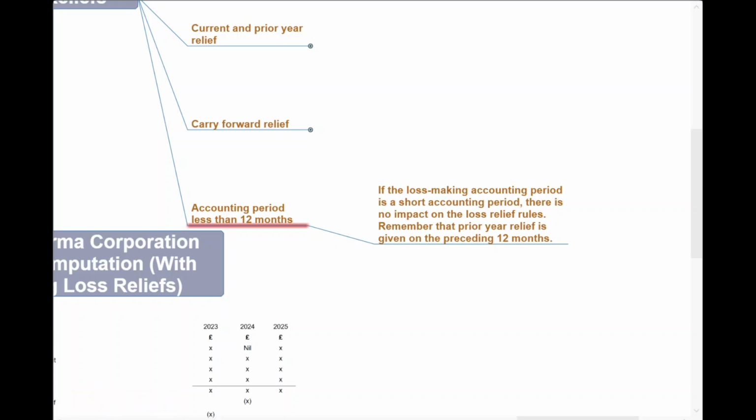If it's 12 months, it's simple. Just take the 50,000 back if you have total profits and you've offset against current year first. But what the examiner will do is make the immediately preceding period less than 12 months. Watch for that. It's his favorite trick.